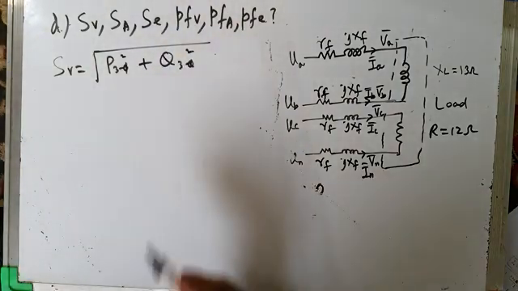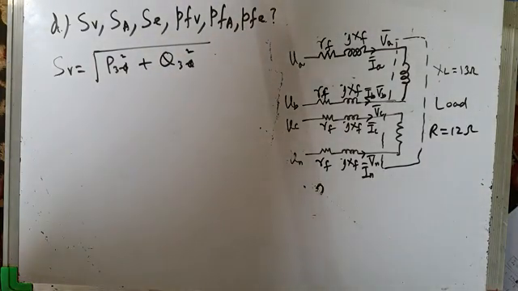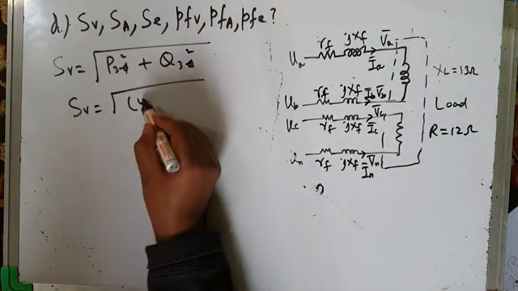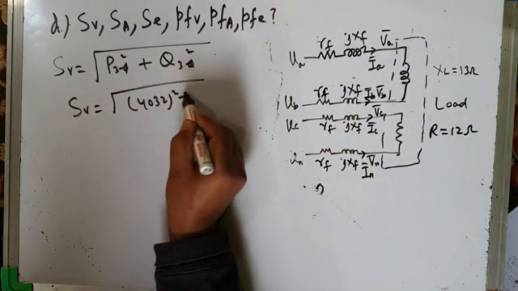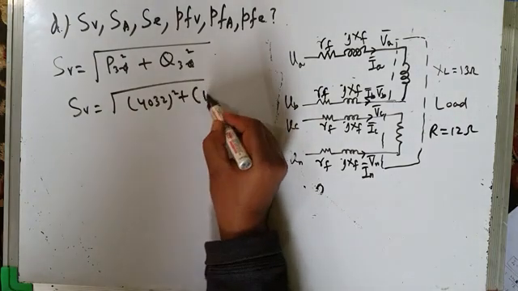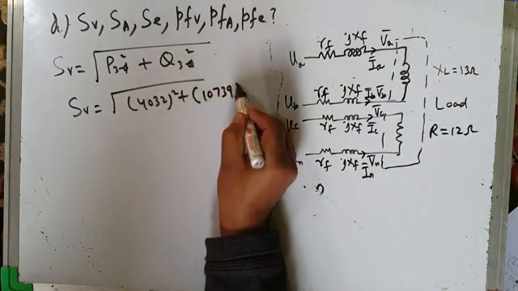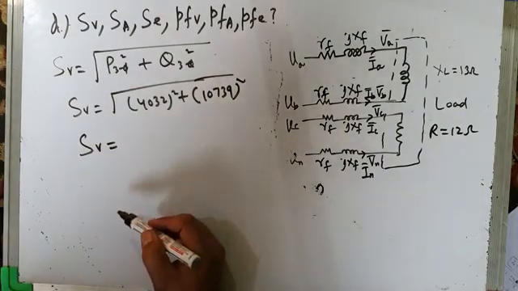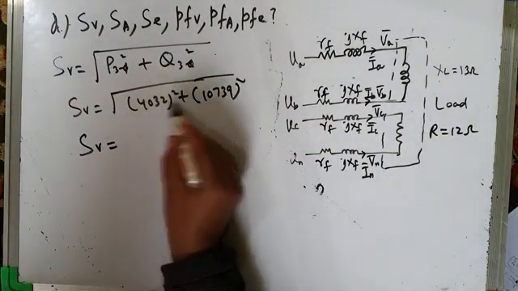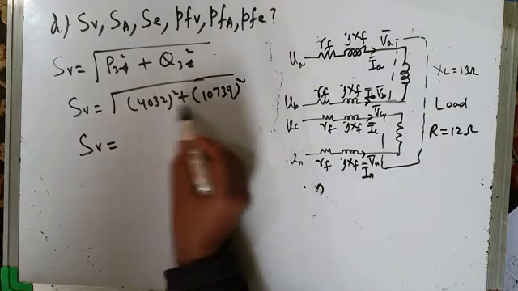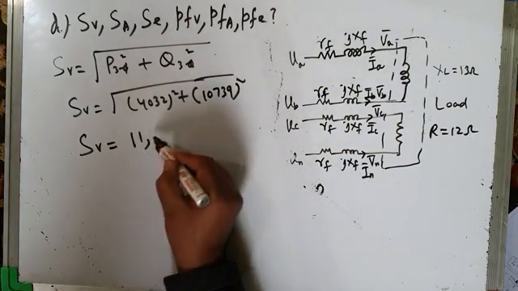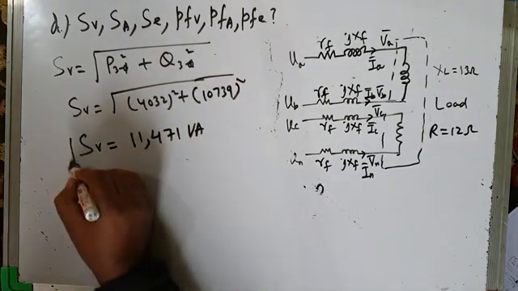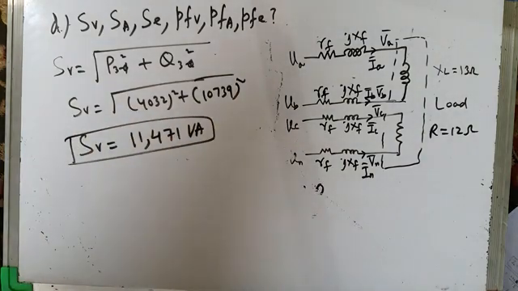And just few moments back you have found what is the total active power. Total active power is 4032 whole square plus, what is total reactive power? It is 10,739 whole square. So that will give you vector apparent power, and taking the square root of these squares, this comes out to be 11,471 VA, volt ampere. This is the vector apparent power.